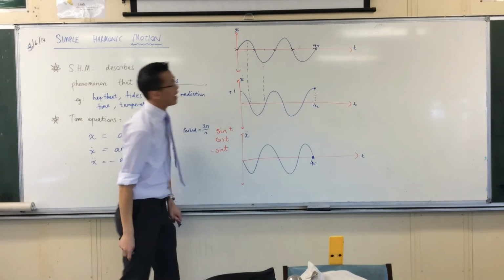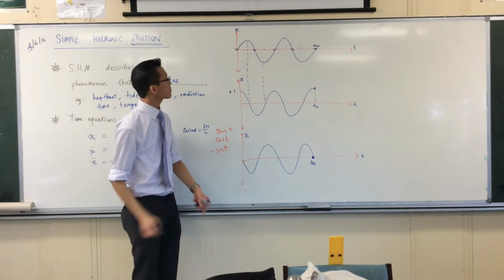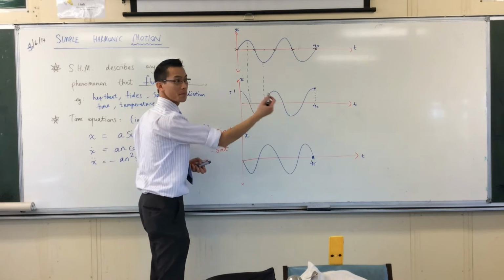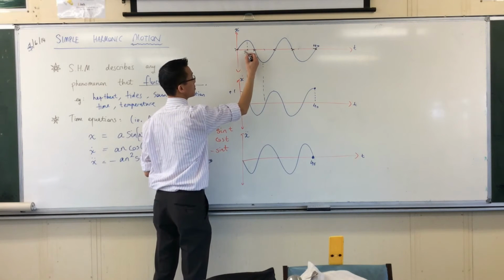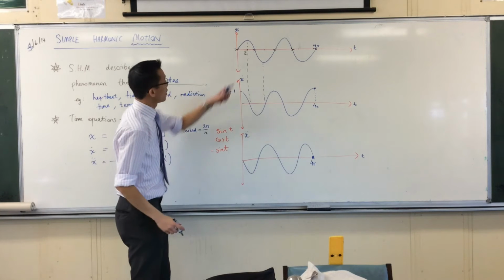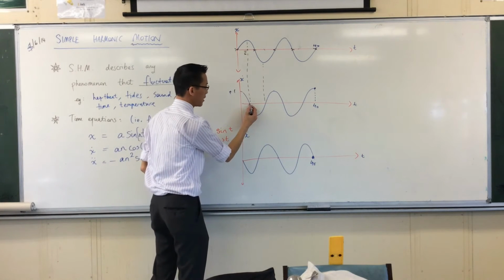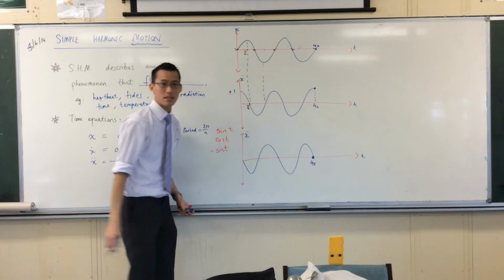Now, have a look at that point where I stop. What time is that? It has a value. It's pi on 2. So at that point, I'm at the extremity of motion. At that same point, I have velocity 0.